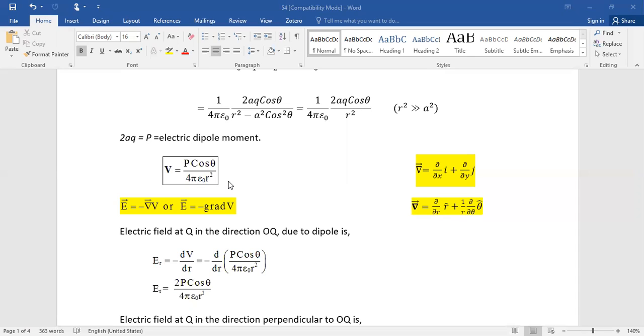Now, we will proceed to find the electric field at the same point Q. For that, recall this expression.